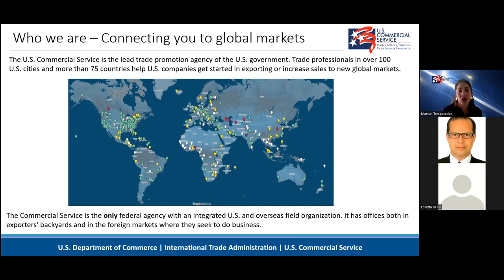Exactly how do we assist? We do it through a pretty extensive network of trade specialists in the United States and commercial specialists located throughout the world through our U.S. embassies and consulates. We are, I believe, the only federal agency that has this integrated system of U.S. and overseas field organizations devoted exclusively to American businesses. So, particularly those overseas, think of them as your commercial diplomats at your disposal to try to help you.